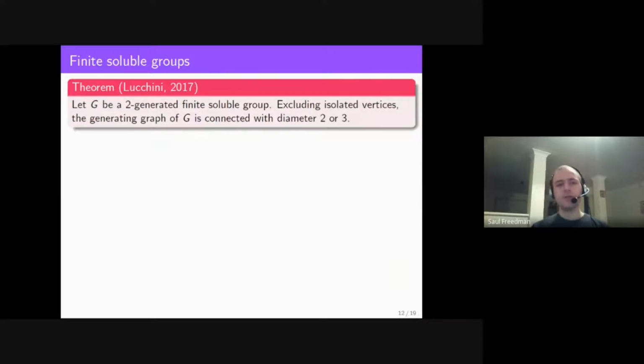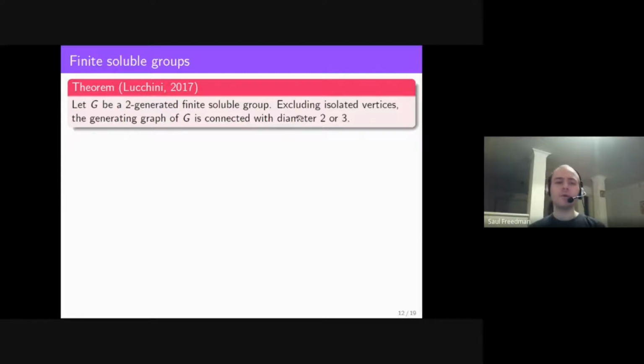So Lucchini proved in 2017 that if G is a 2-generated finite soluble group, then again excluding isolated vertices, the generating graph of G is connected with diameter 2 or 3. And you'll note that this looks a lot like the result we just proved for finite nilpotent groups for gamma of G, where of course in that case we could also have all isolated vertices. But excluding that case, we again see that the graph has diameter 2 or 3.